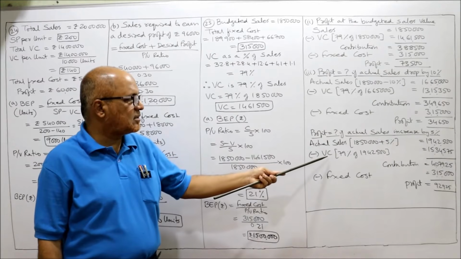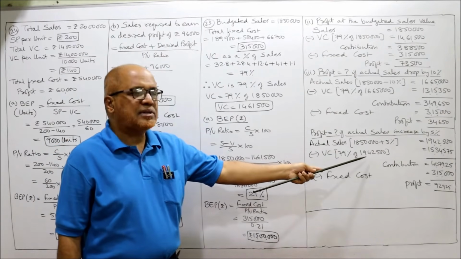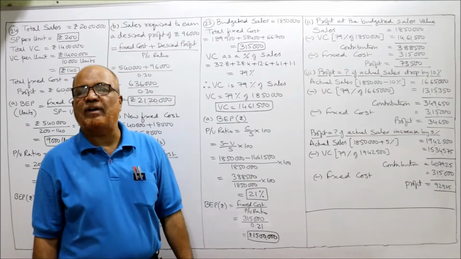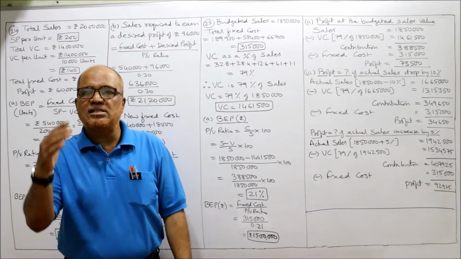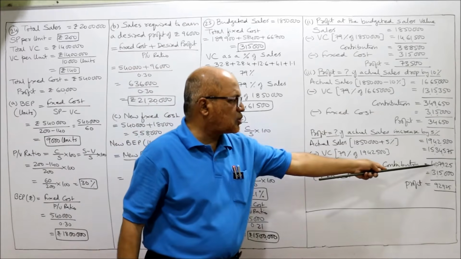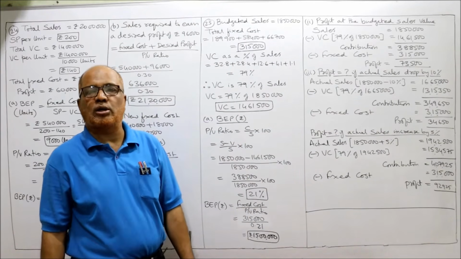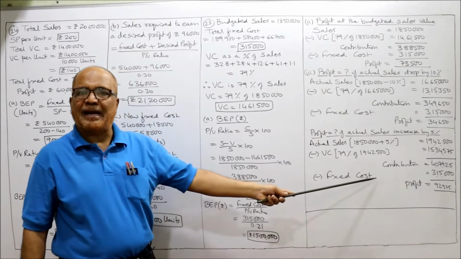From this we subtract variable cost. 79% of 19,42,500, 15,34,575. This is the variable cost. Sales minus variable cost, we get contribution. 4,07,925 is the contribution. From contribution, subtract the fixed cost.